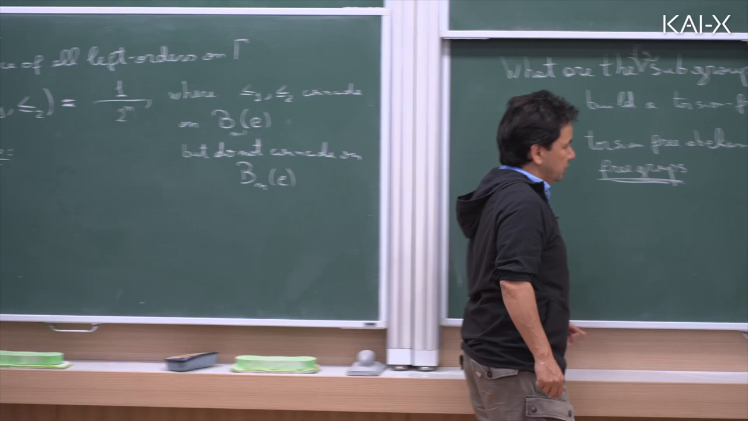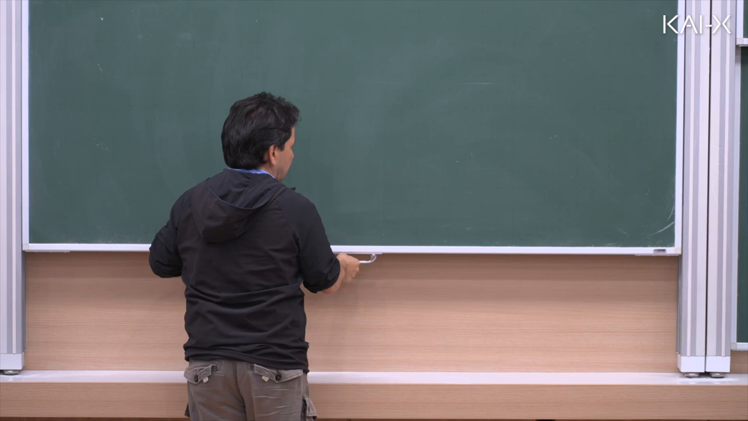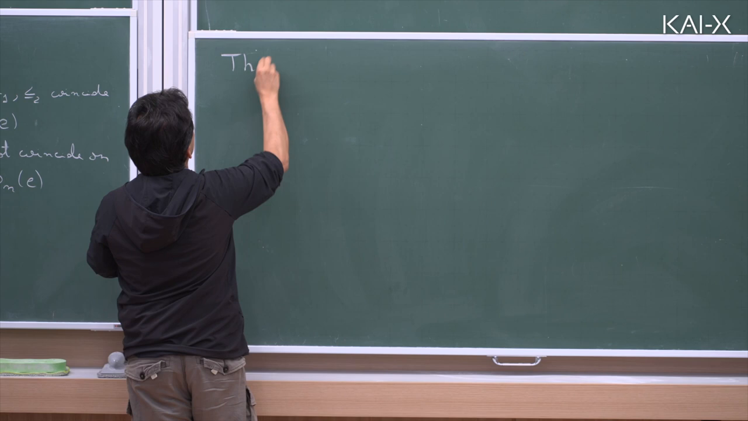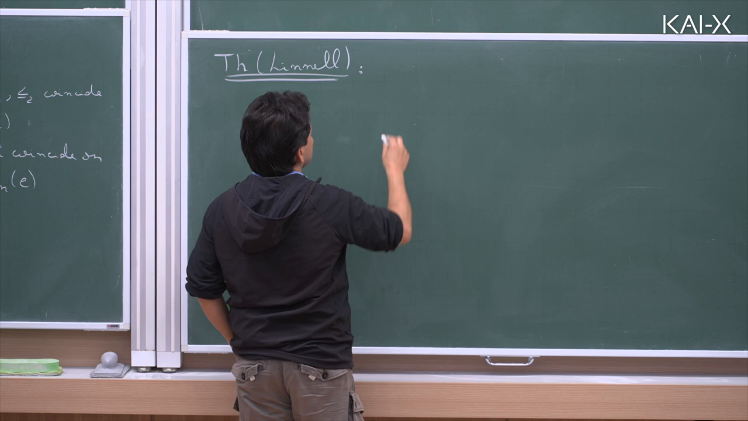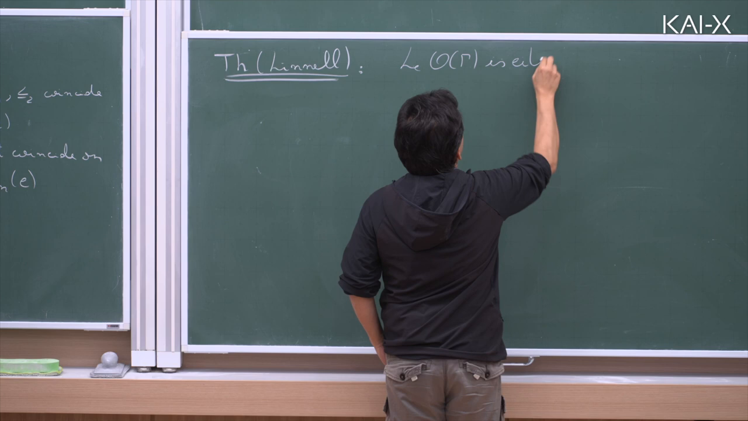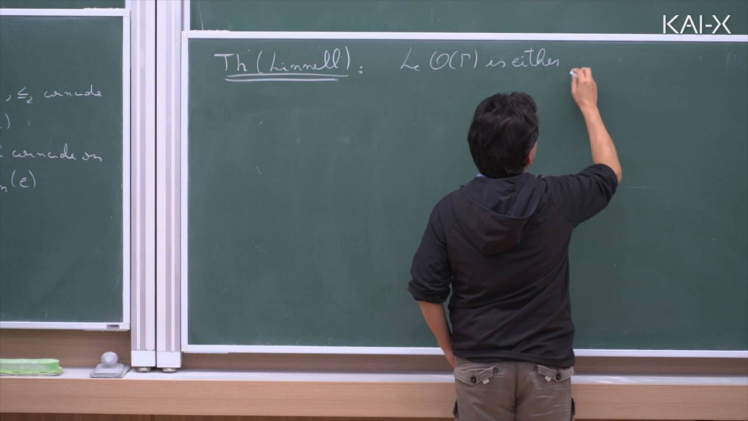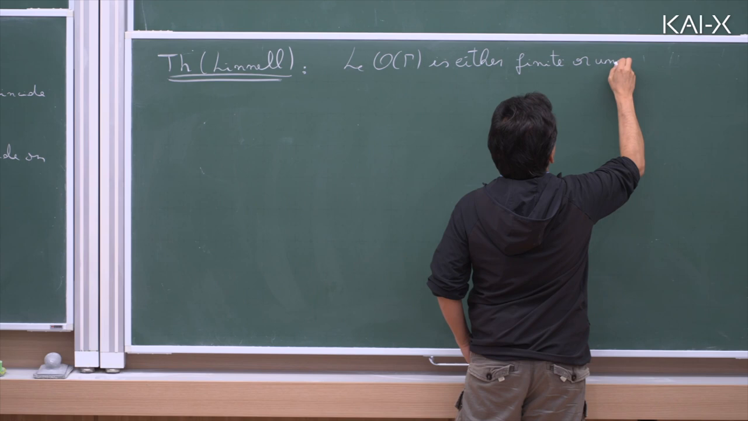So there is a theorem by Linnell that says the following, which is not very hard to prove actually. If you look at this action, the theorem says that the space of left orders of a group cannot be infinite and countable, so it's either finite or uncountable. It contains a Cantor set.